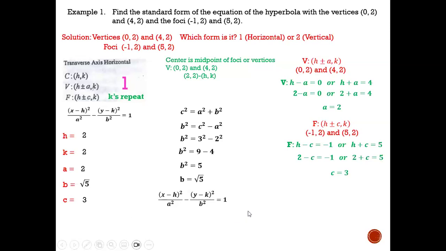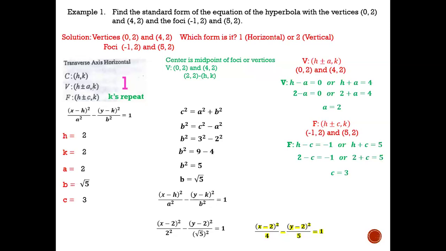to get the equation. So this is the form of the equation that I need, right here. Plug in the h and the k, 2 and 2. Plug in my a is 2, so I have a squared, 2 squared. B is square root of 5, square root of 5 squared on the bottom, so let's clean all that up. Simplify. (x minus 2) squared over 4 minus (y minus 2) squared over 5 equals 1.